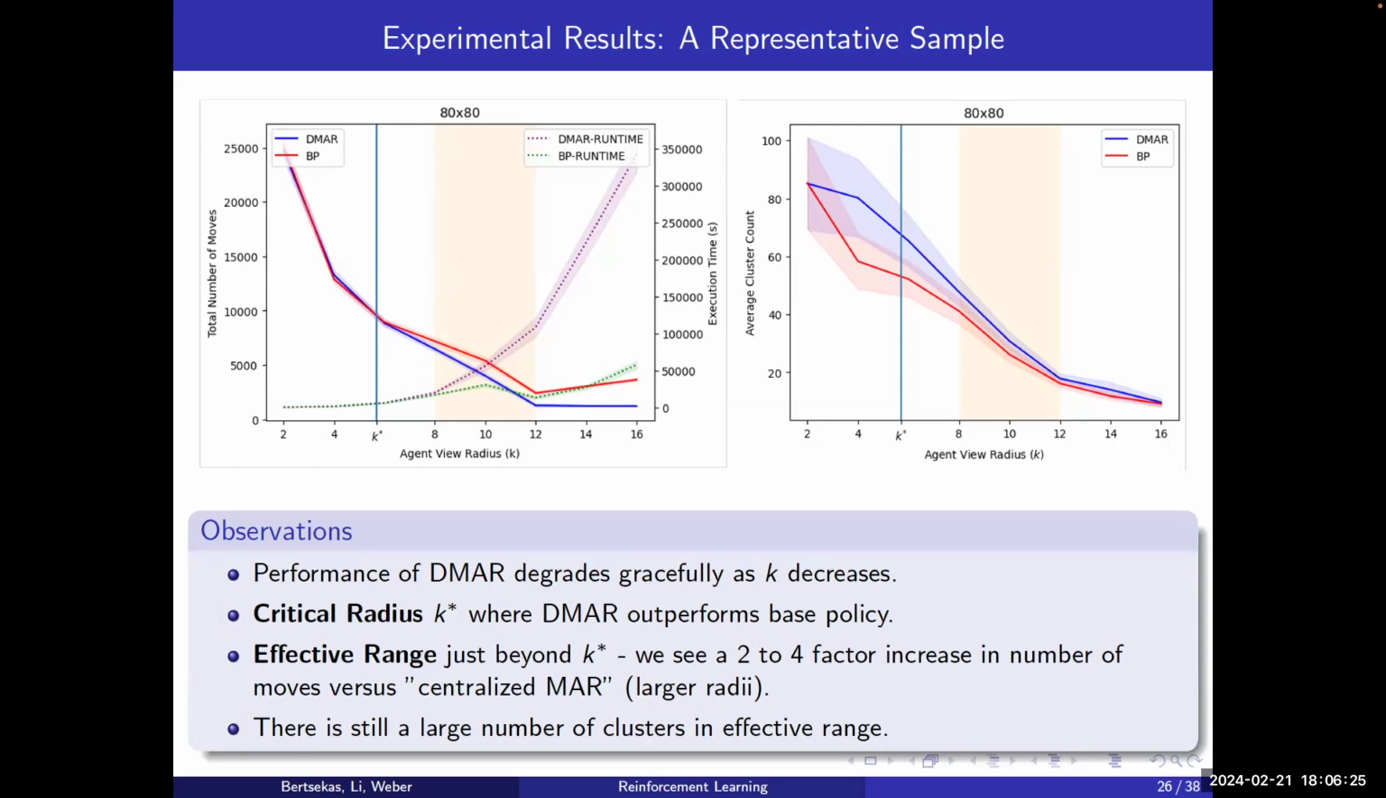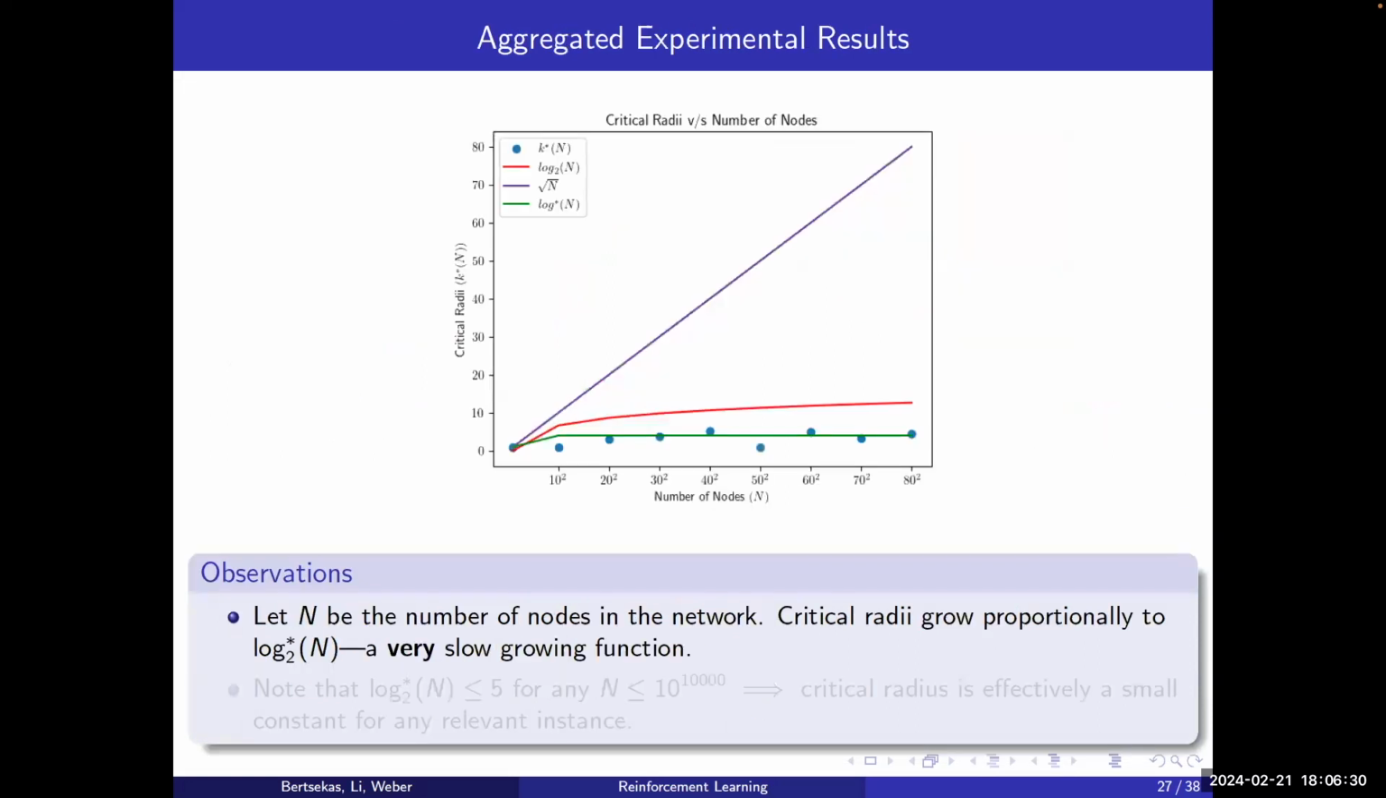Okay, so this is a representative sample, the 80 by 80 grids. Let's look at the aggregated results. This plot has on the horizontal axis the number of nodes in all of the networks, and the vertical axis represents the critical radii. So for a 10 by 10 network, we got this sample as the critical radius on average, and then for 20 squared, this was the average critical radius, and so on.